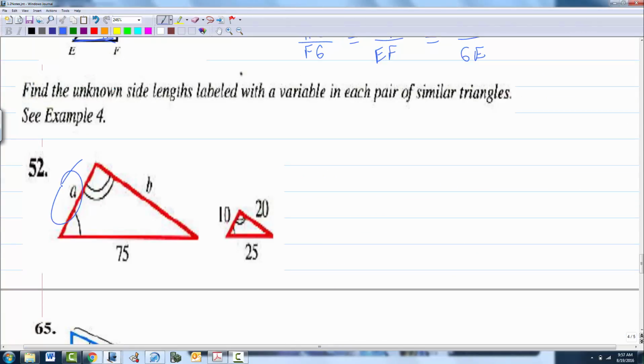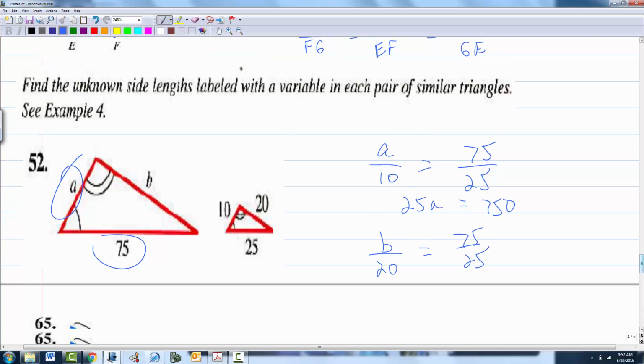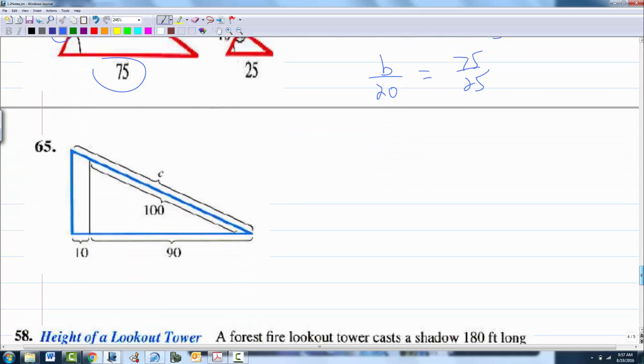Who does A go with? Who does A correspond to? 10. So it's A over 10 equals. You know, you don't do B. You want to do what's given. So 75. Who's 75 go with? 25. And then how do you solve for A? Cross multiply. You get 25A equals 750, and then you move on. You're going to use all these skills throughout the year. They're going to be demanded that you know this. Everyone looks so sad. All right, and then the same thing with B. Who's B go with? B over 20, and that equals, same thing, 75 over 25, cross multiply, you may get a decimal. Now, two more that you might need me for is actually this one.